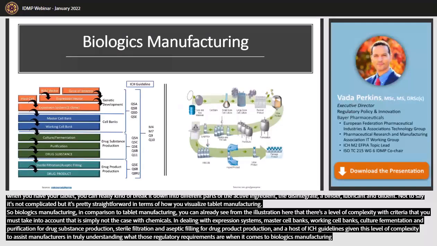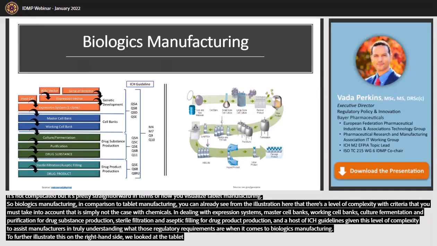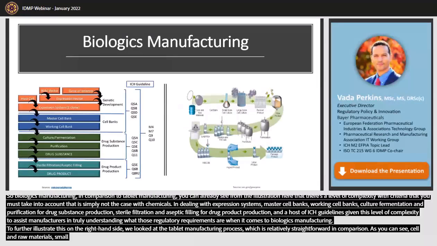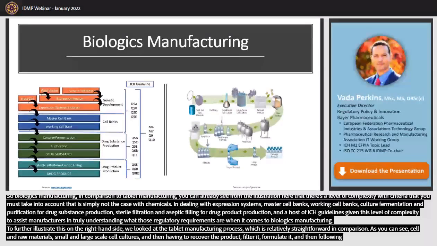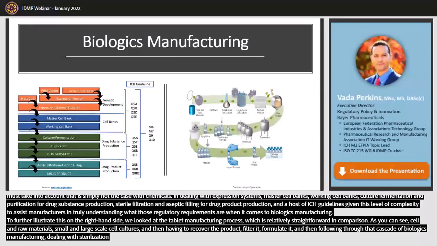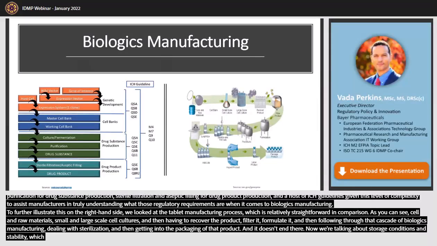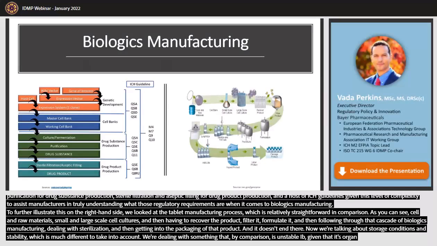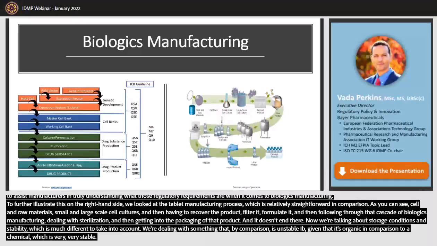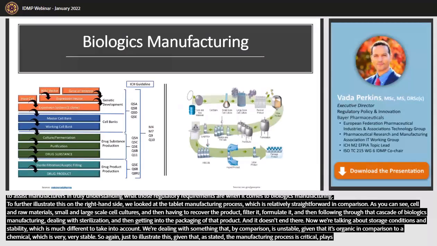To further illustrate this, on the right-hand side, we looked at the tablet manufacturing process, which is relatively straightforward in comparison. As you can see, cell and raw materials, small and large-scale cell cultures, and then having to recover the product, filter it, formulate it, and then following through that cascade of biologics manufacturing, dealing with sterilization, lyophilization if applicable, and then getting into the packaging of that product. And it doesn't end there. Now we're talking about storage conditions and stability, which is much different to take into account. We're dealing with something that, by comparison, is unstable, given that it's organic, in comparison to a chemical, which is very, very stable. So again, given that, as stated, the manufacturing process is critical, it plays a large role in how you identify a biologic.